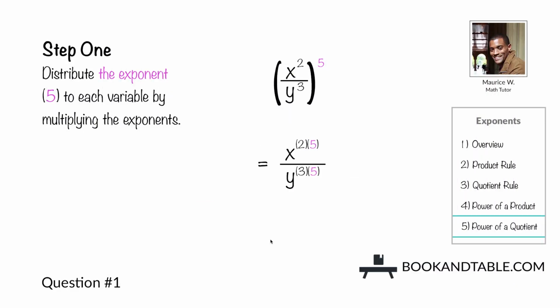Question number 1, step 1, distribute the exponent 5 to each variable by multiplying the exponents. So we have x squared in the numerator. So we multiply the exponents 2 and 5. And in the denominator, we have y cubed. So we multiply this exponent 3 times the exponent 5 as well. This would give us x to the 10th over y to the 15th.